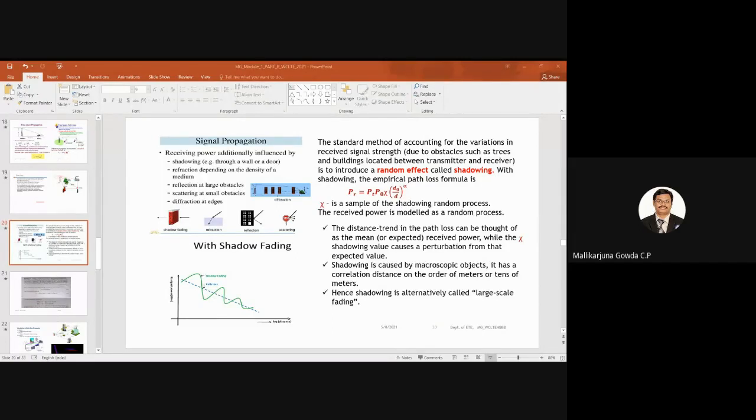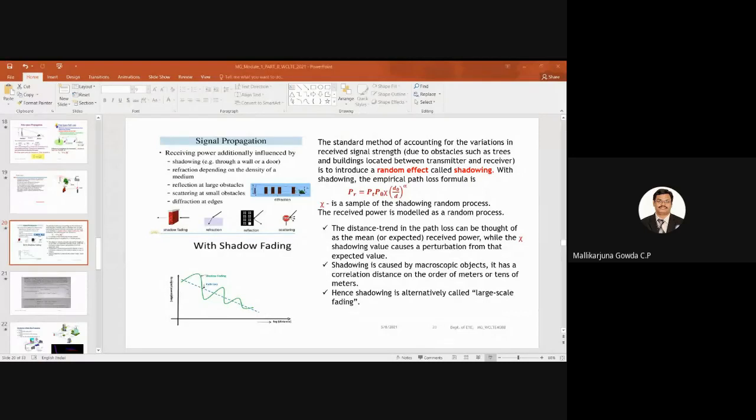So received power is equal to transmitted power, this is the power at a distance of d naught, which is equal to 1 meter, right? And this is a sample of the shadowing random process, x, then d naught by d to the power of alpha. So here we model the received power as a random process. Hope this is clear. This x is a sample of the shadowing random process. So the moment we say shadowing, we consider the random effect.